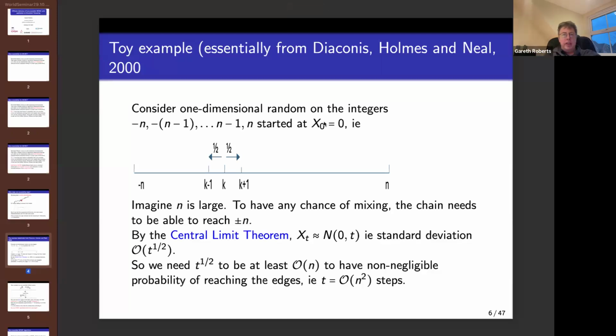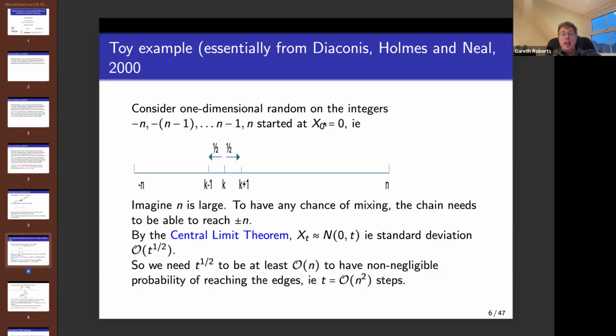Okay, so this is a toy example. This isn't really from Diaconis, Holmes and Neal. This is very, very classical, very, very well known. It's the next slide that really is from that paper. But I'm just going to talk about a trivial little problem that many of us have probably thought about. Suppose you're looking at a one-dimensional random walk on the integers between -n and +n. I'm going to do a simple random walk with an appropriate behavior at the barrier to make sure that I have the uniform distribution as the invariant distribution on -n to n.